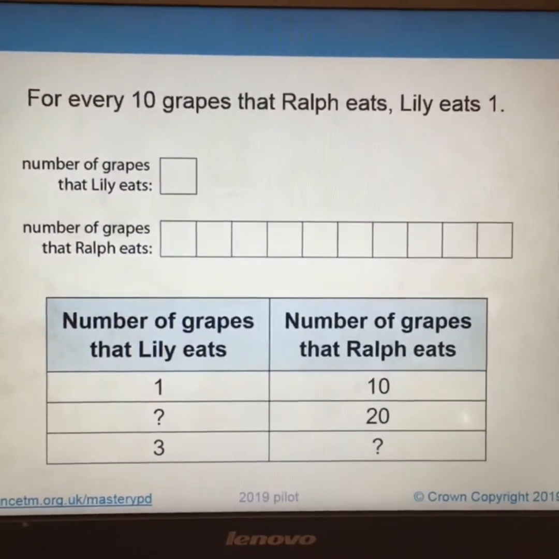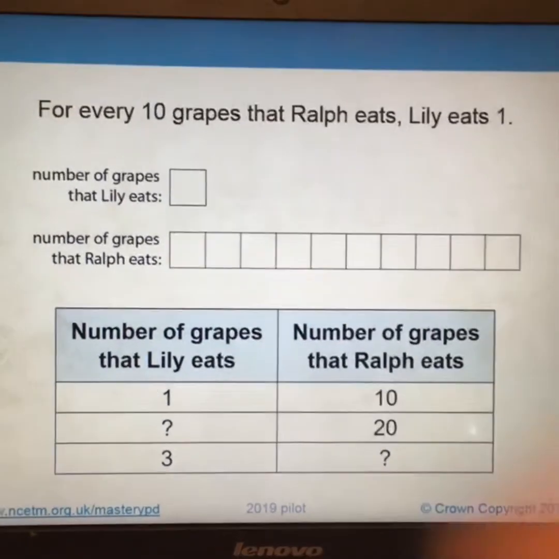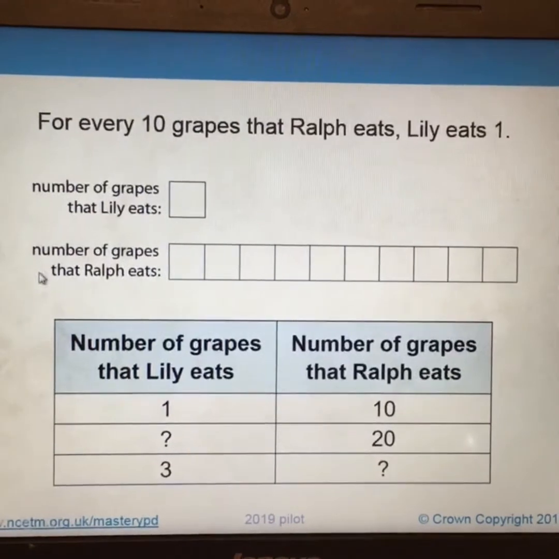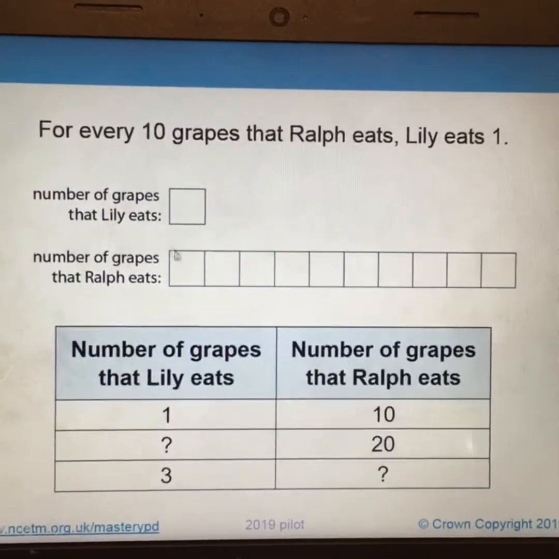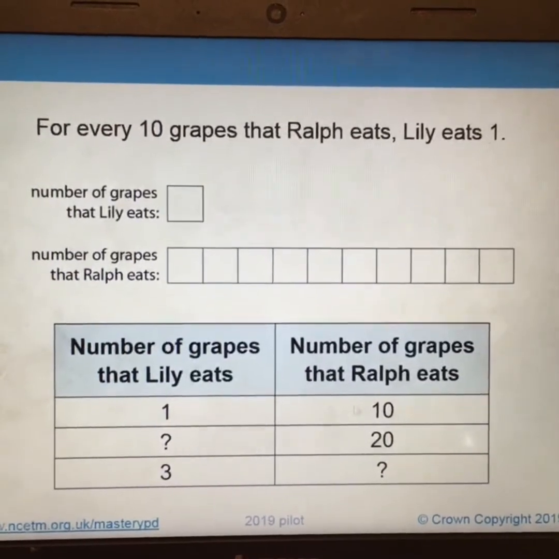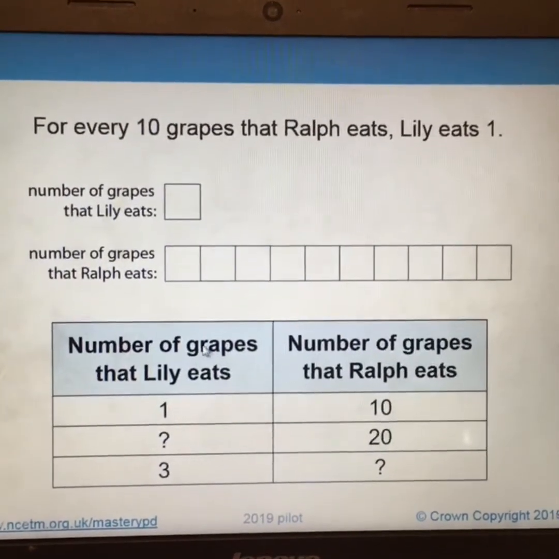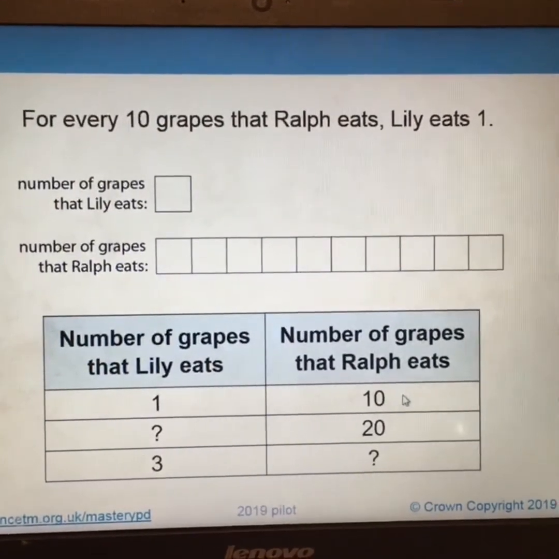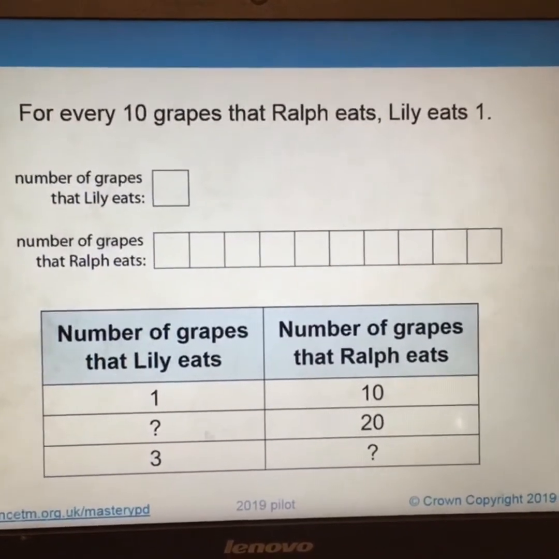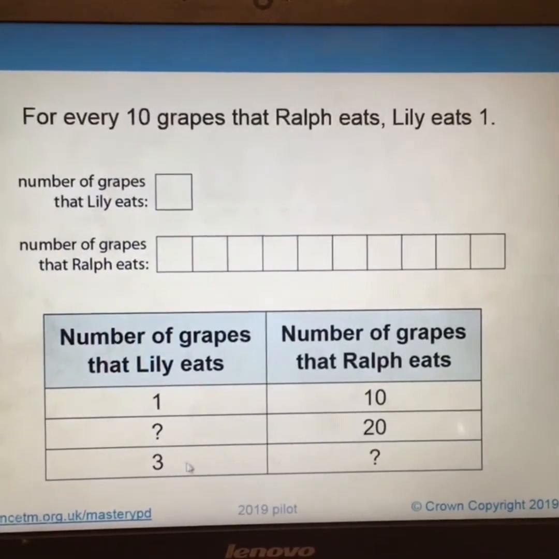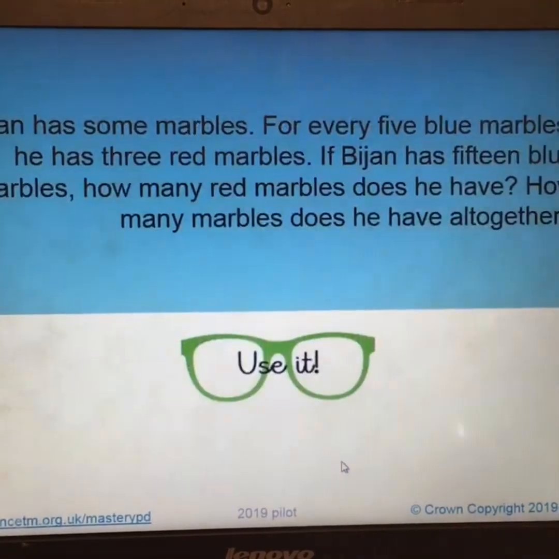So then, next question. For every 10 grapes that Ralph eats, Lily eats 1. So here this is represented as a bar model. Here's the 1 grape that Lily eats, and here's the 10 grapes that Ralph eats. So down here, we've got a little table. So this is more how we're used to doing this. So the number of grapes that Lily eats is 1. The number of grapes that Ralph eats is 10. So if Ralph eats 20, how many grapes does Lily eat? And if Lily's eating 3, how many is Ralph eating?